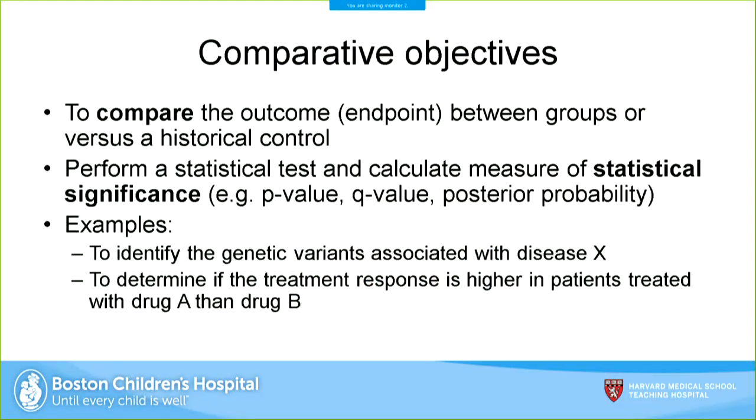Now in comparison, for comparative objectives, the goal here is to compare a certain outcome or endpoint between groups, or compare the outcome that you measure in your study versus some historical control or some threshold. In this case, you would want to perform some type of statistical test and then calculate a measure of statistical significance. It could be a p-value, q-value, posterior probability. So some examples, to identify the genetic variants associated with disease X, or to determine if the treatment response is higher in patients treated with drug A versus drug B.